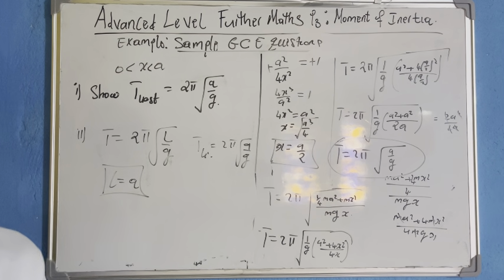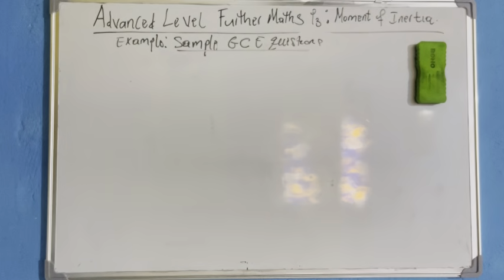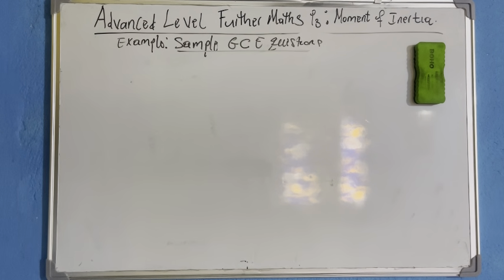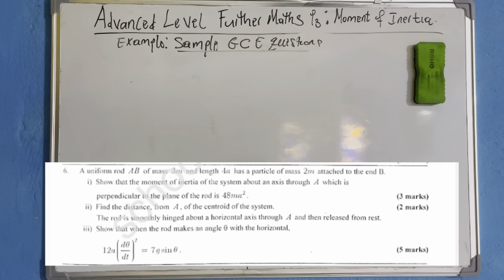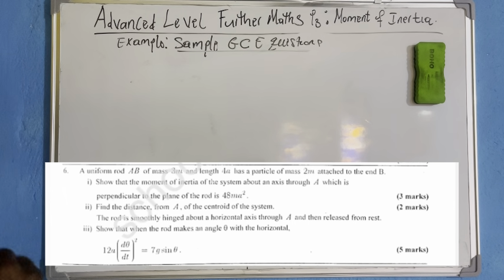Now let us proceed with another sample DC question. Okay, students, the next sample DC question: we have a uniform rod AB of mass 3m and length 4a, with a particle of mass 2m attached to the end B. Roman 1: show that the moment of inertia of the system about an axis through A, perpendicular to the plane of the rod, is 48ma squared. 3 marks. You see that this is not even difficult.